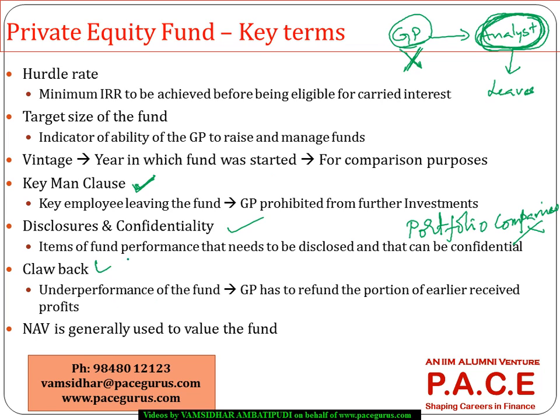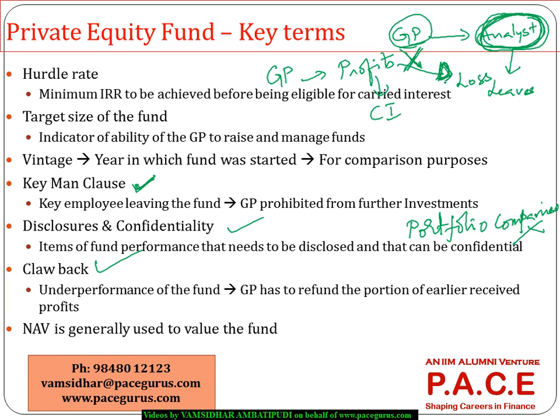Then the agreement also has a clawback clause. It's a very interesting clause. Let's say the GP in one year has generated good profit, and because he has generated good profits, he has received the carried interest, which is, let's say, 20% of the profits that are generated. Now in the next year or in the next couple of years, he has generated losses. In case he has generated losses, the clawback clause says that because he has already received some profit earlier, he has to pay back.